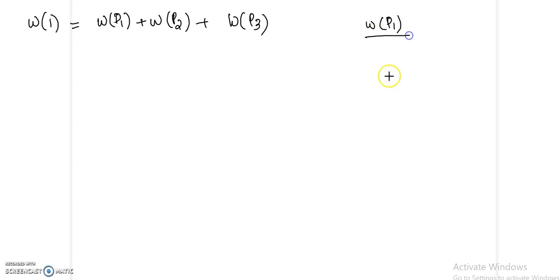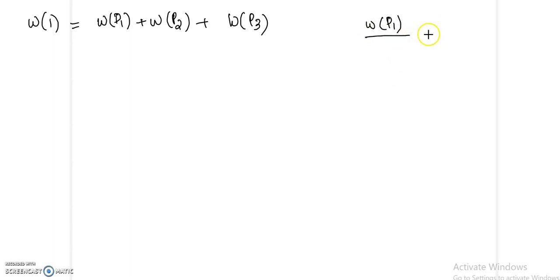And now omega of 1. So omega of 1 is the summation of omega of Ei, where you are taking all the combinations one at a time. So that is omega of P1 plus omega of P2 plus omega of P3. Now first, let us find omega of P1.